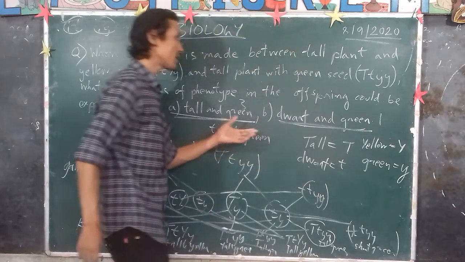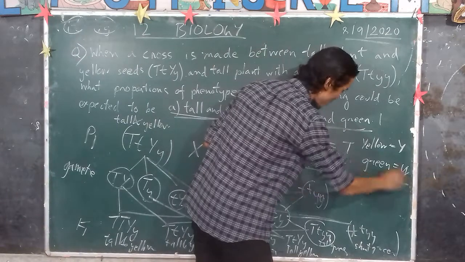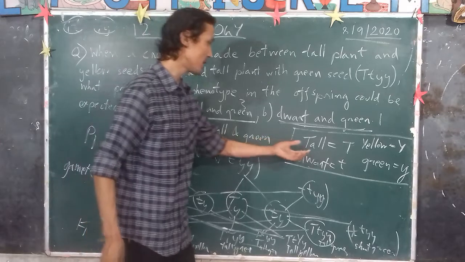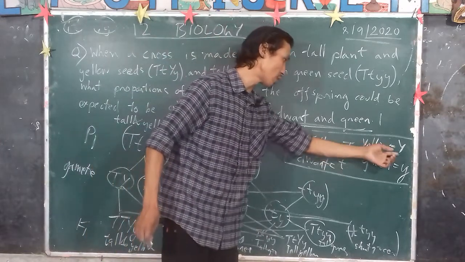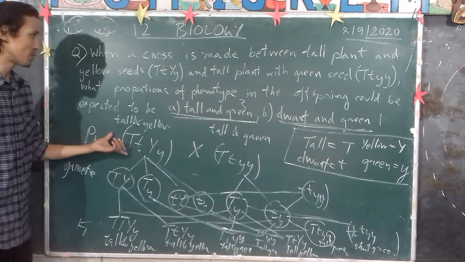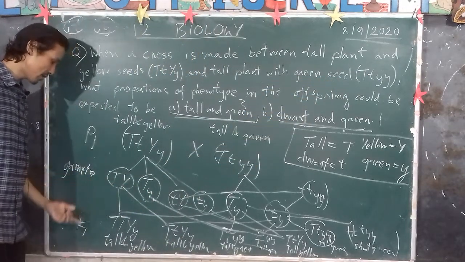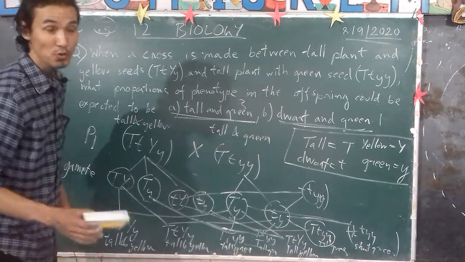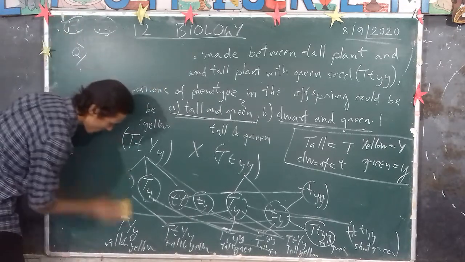From this, it becomes very clear that when you're solving problems, always write the keys. By keys, what it means is which character is represented by which alphabet. In this case, tall is represented by capital T, dwarf is represented by small t, yellow is represented by capital Y, and green is represented by small y. Then you write the parental generations and their genotypes. Then you write the gametes. And then finally F1, that is the offspring which you're getting. In this similar pattern, you're supposed to solve different problems, and I'll be giving you a few which you can solve.